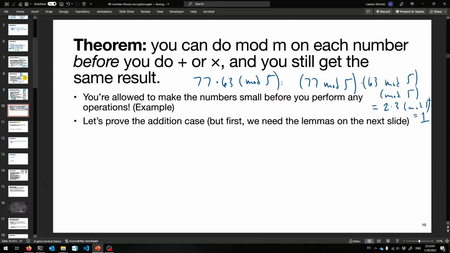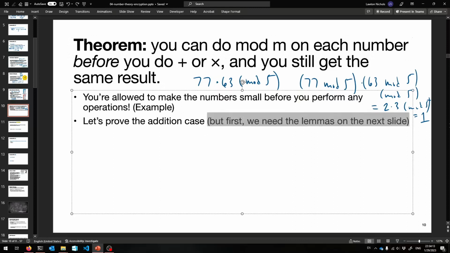Which way would you rather do it? You can save a lot of work by taking the mod of those bigger numbers first, all right? And this theorem is saying you can always do it that way. Take the mod of the bigger numbers, shrink them down, and then do mod 5 again at the end. Isn't that cool? So you can make the numbers small before you do any operations. And I would like to show you the addition case, because the multiplication case is very similar to that, and I think you could do it at that point.